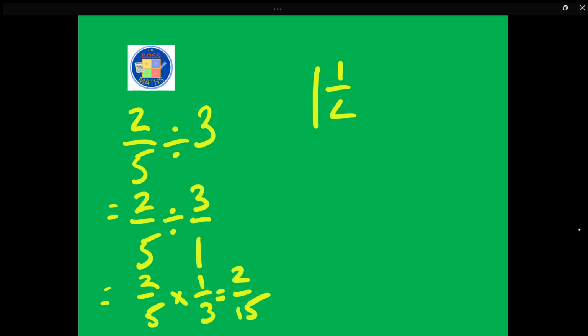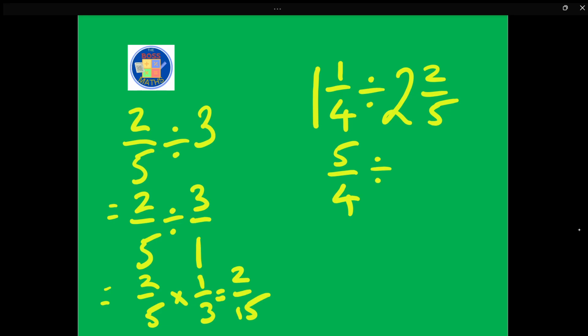Let's look at a more difficult case. 1 1/4 divided by 2 2/5. So here we have two mixed fractions. The first thing we do is change these to improper fractions. To change to an improper fraction, it's the big number times the denominator, add the numerator. 1 times 4 is 4, add 1 is 5/4. Divided by 2 times 5 is 10, add 2 is 12, so it's 12/5.